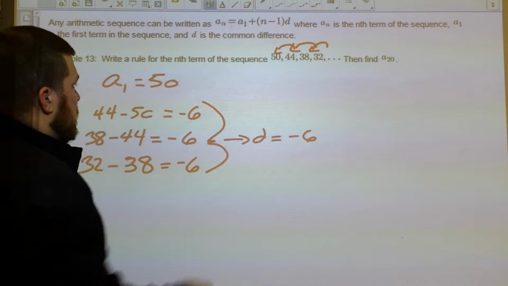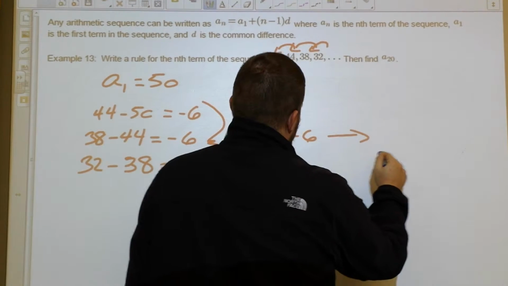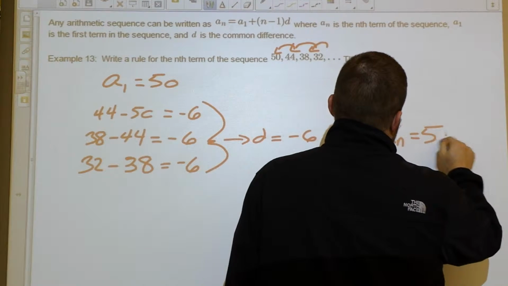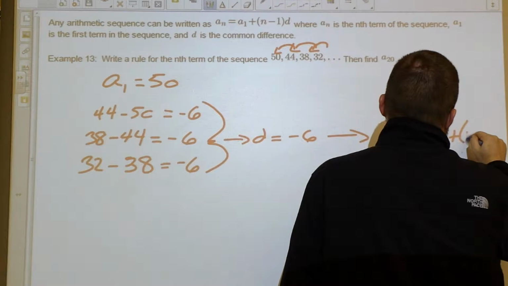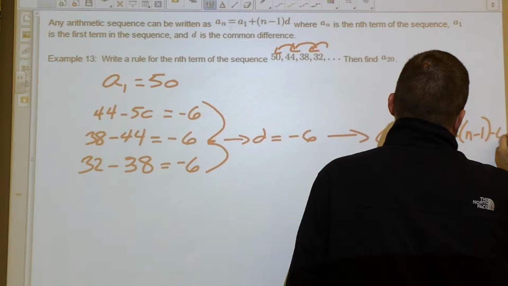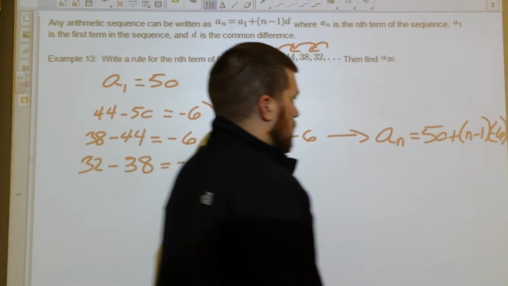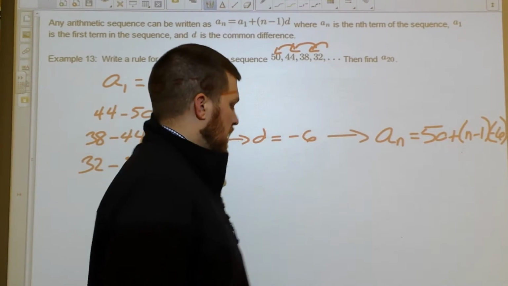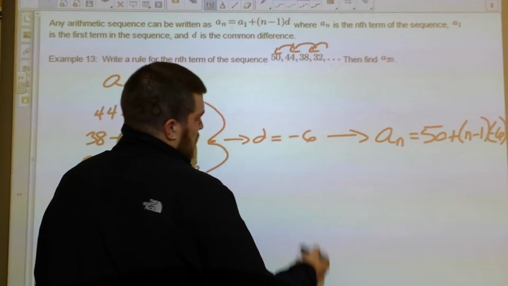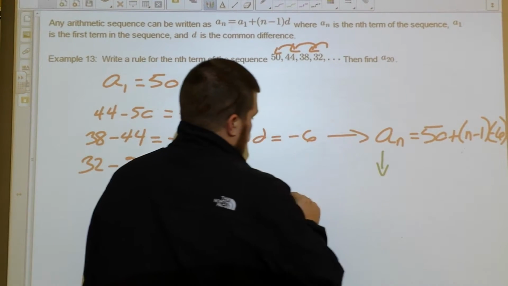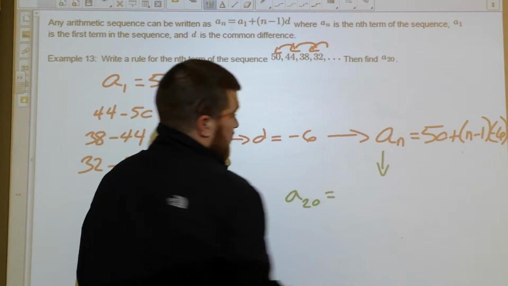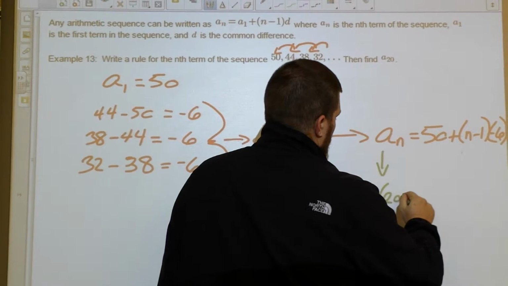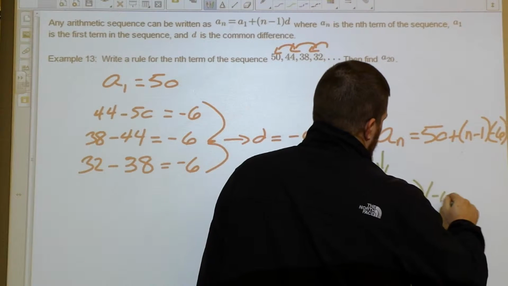And so now I'm just going to plug into my rule. Using all of that information, my rule becomes a of n equals 50 plus n minus 1 times negative 6. And that's it. That's my rule. Now what I want to do is find a of 20. Let's do that in green. I'm using this rule that I just found, so everywhere I see an n, I'm putting in a 20. So I have 50 plus 20 minus 1 times negative 6.